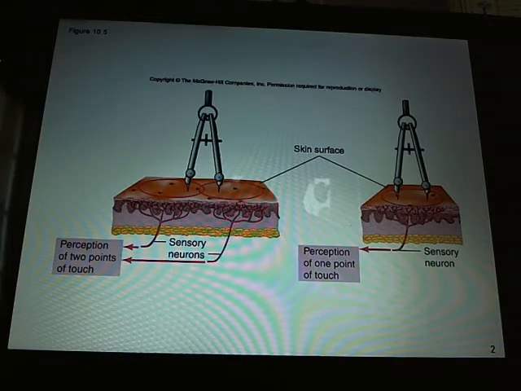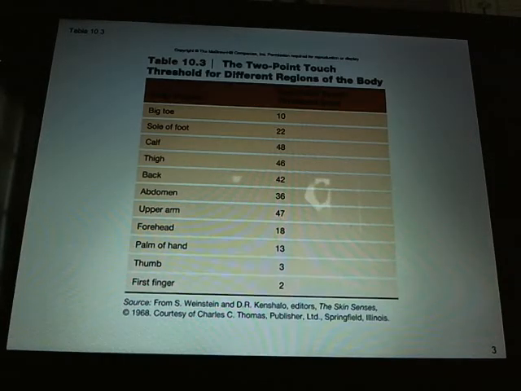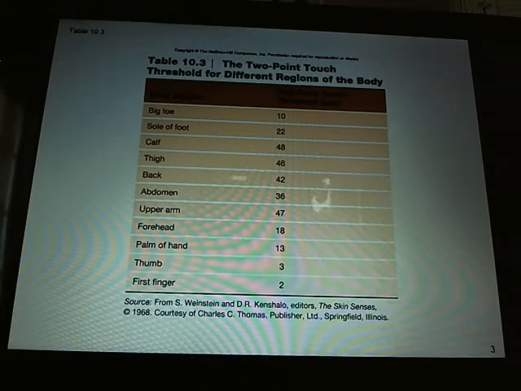sensation. So where you need a lot more sensitivity, that 2-point threshold is going to be much smaller. In an area that you don't need the sensitivity, that 2-point threshold is going to be a lot larger. For instance, here you look at the first finger right at the bottom there. The 2-point threshold for that is about 2 millimeters. On the big toe, it's about 10 millimeters.